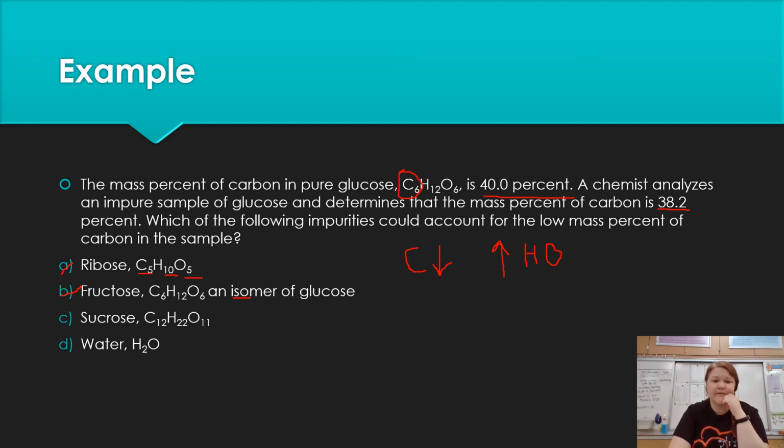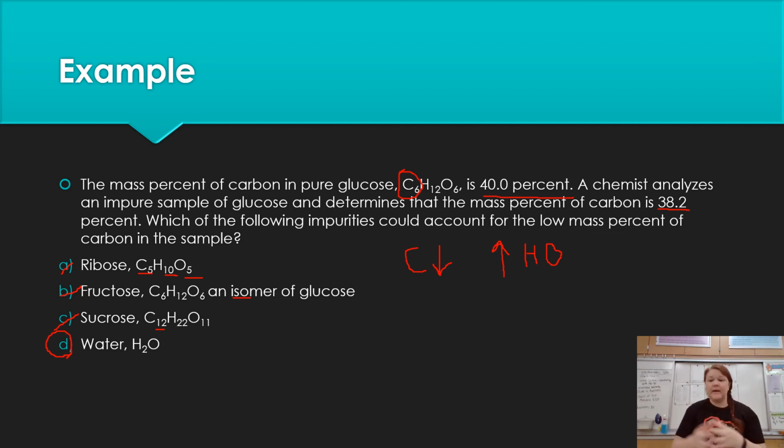Our next one here, we've got C12H22O11. We are getting more hydrogen and oxygen, but we're also getting more carbon. So again, that doesn't really help us. If this had water in it, it's not changing the amount of carbon, but it is adding hydrogen and oxygen. So that is the most logical answer. If carbon is lower than it should be, then we have to have more mass from the other elements. Okay? So that's our last example here.